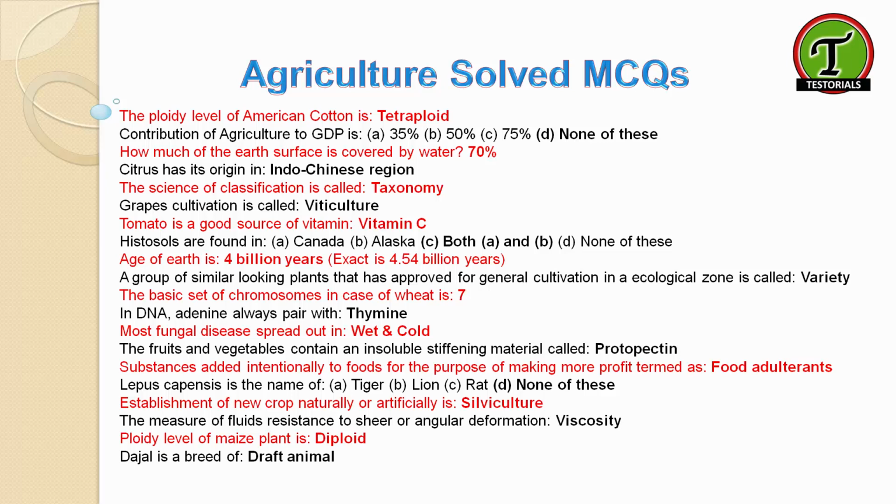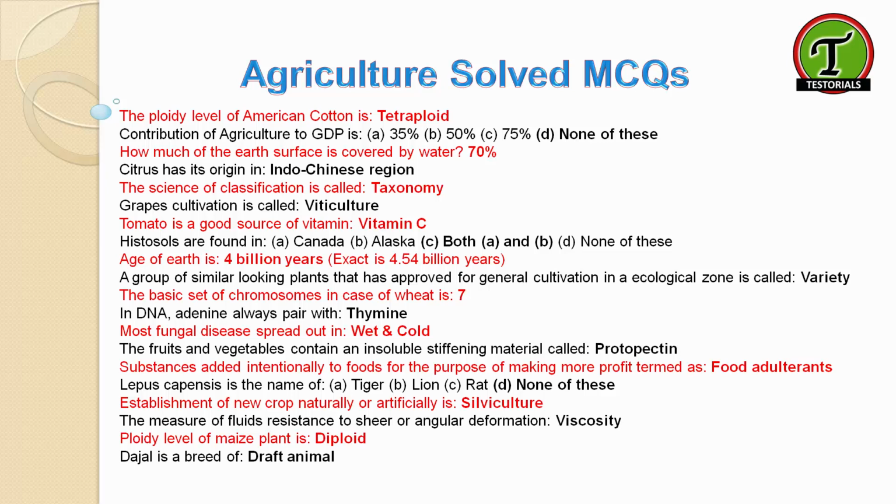75. Substances added intentionally to foods for the purpose of making more profit are termed food adulterants. 76. Lepus capensis is the name of A. Tiger, B. Lion, C. Rat, D. None of these. 77. Establishment of a new crop naturally or artificially is silviculture.